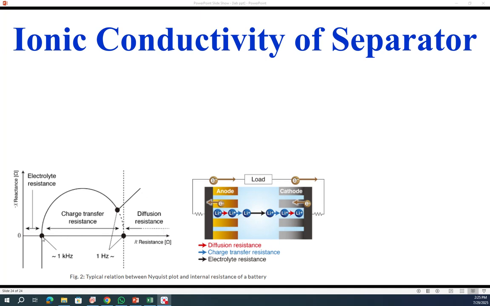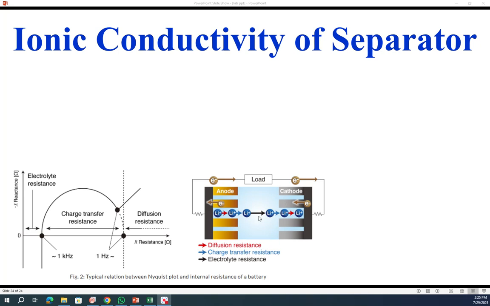And the point at which this semicircle starts, there is always a gap between 0 and the starting point of the semicircle. This resistance is known as electrolyte resistance, which will also include the separator resistance if there is a separator.